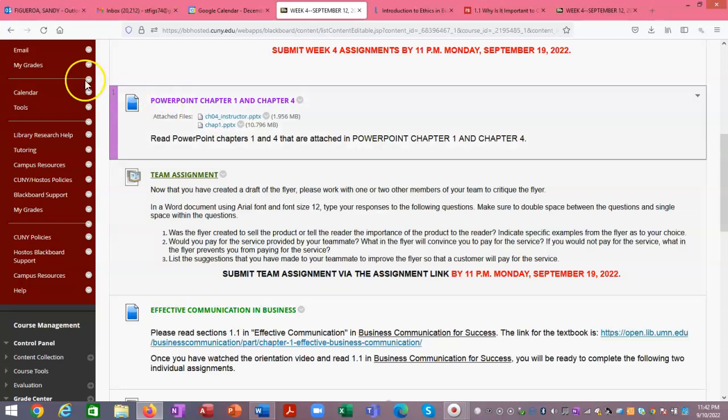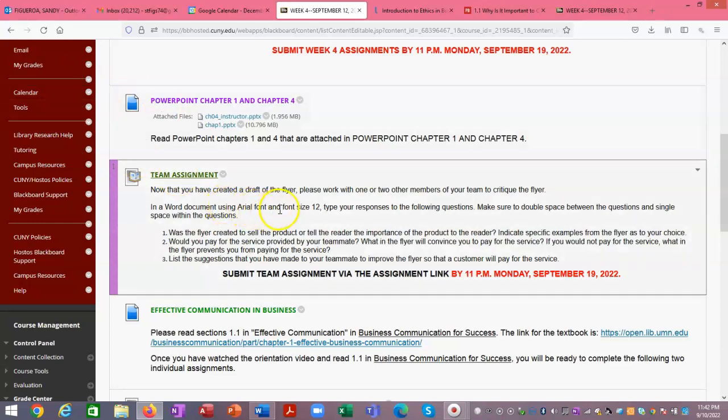Now what I want you to do in a Word document, using Arial font and font size 12, please make sure you follow the correct formatting. That's why I put it here. Type your responses to the following questions. Make sure to double space between the questions, and single space within the questions. I use single spacing because there are only 3 questions, but because you have to answer these questions, make sure you double space between the questions, and when you answer, you're using single space within the questions, okay?